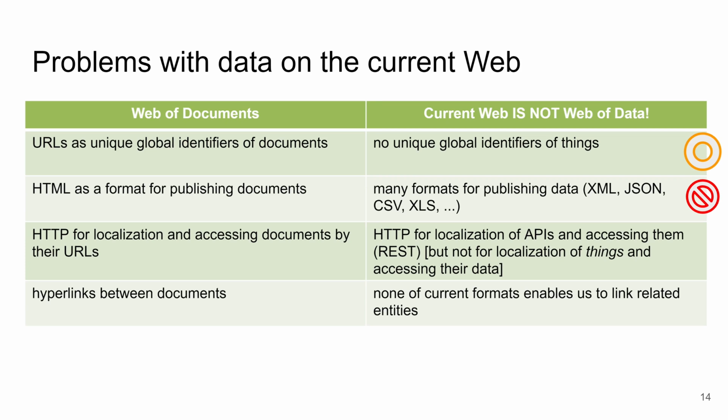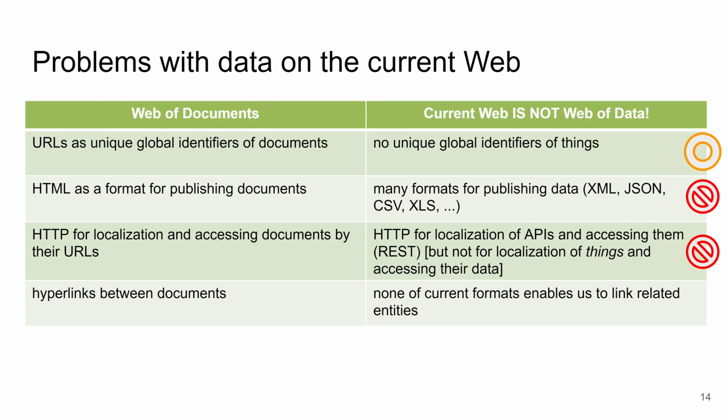In the current state of the web, you use HTTP to localize the API endpoint, and you can access it, but you actually do not localize data about the things. You only localize the APIs. Then you need to learn the specifics of each individual API. So again, this principle is not followed in the current state of the data on the web.